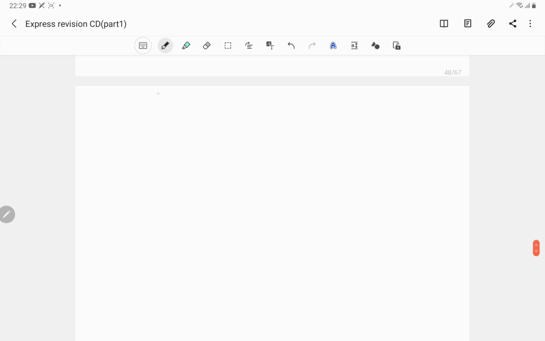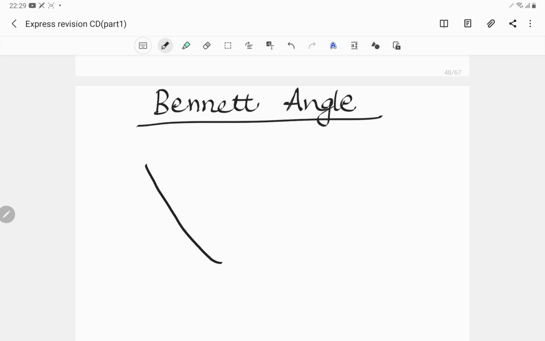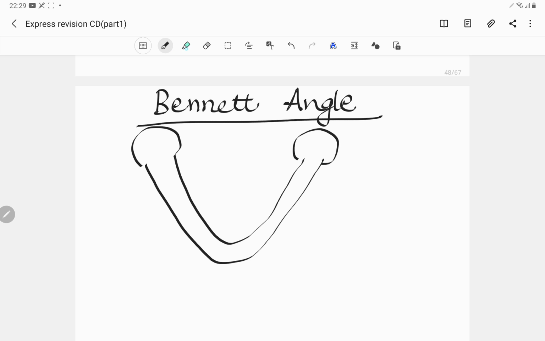Now talking about the Bennett angle. So the Bennett angle is, suppose this is the mandible, right? This is the condyle. Now the Bennett angle is when the mandible is moved. Suppose this is the mandible which is moved, right? So during the lateral jaw movement.